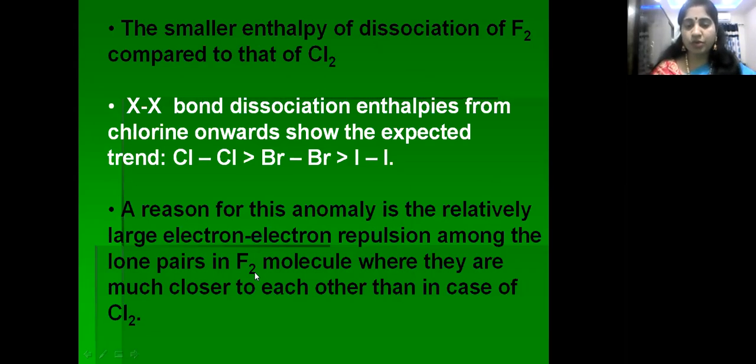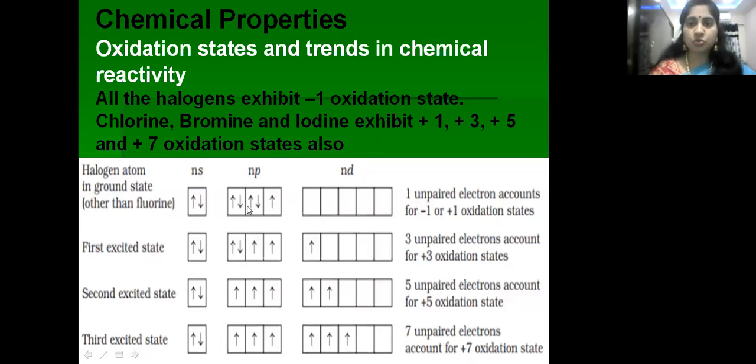So fluorine is very small in size. Because of that, what happens? Electron repulsion takes place. So that's why bond dissociation enthalpy is less when compared with chlorine, right children? Next, till now we have discussed atomic properties and physical properties.